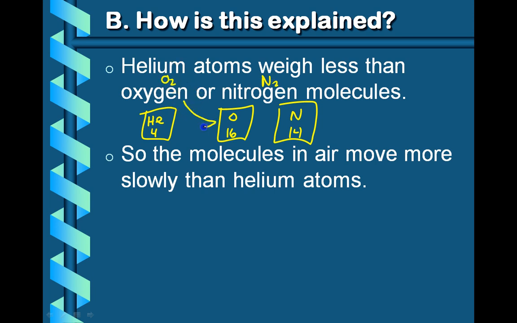So the air is made of oxygen and nitrogen, which weigh about 32 or 28, so about 30 grams per mole, whereas helium only weighs 4, so it's a lot lighter and a lot smaller. So those molecules are able to move faster. The helium molecules can move faster through the air than the oxygen and nitrogen molecules in the air.